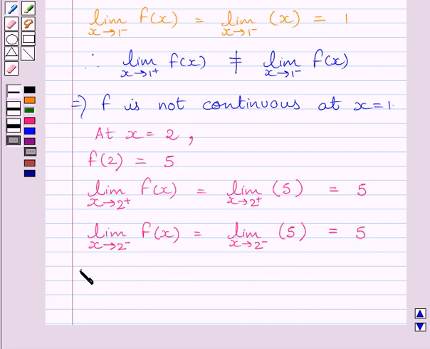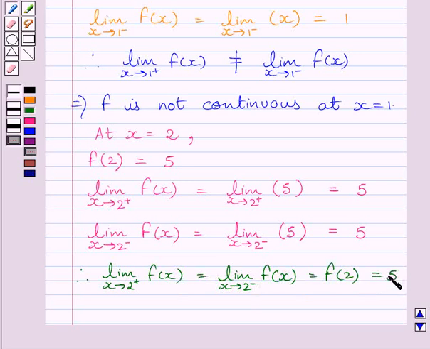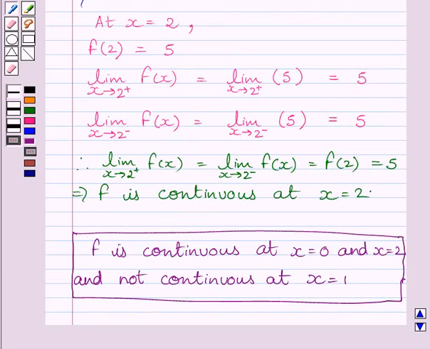So we can write the limit of x tending to 2 plus f(x) is equal to the limit of x tending to 2 minus f(x) is equal to f(2) is equal to 5. Now this implies function f is continuous at x = 2. So our required answer is function f is continuous at x = 0 and x = 2, and function f is not continuous at x = 1.